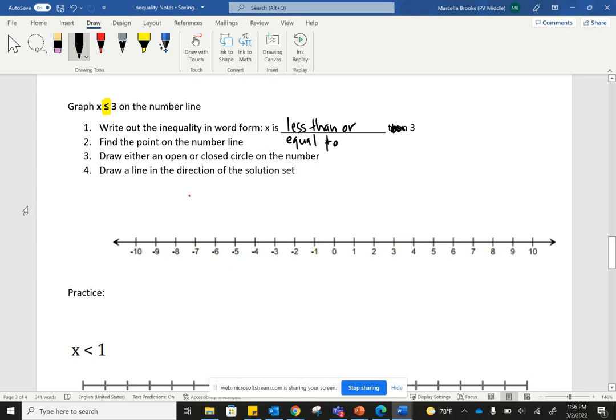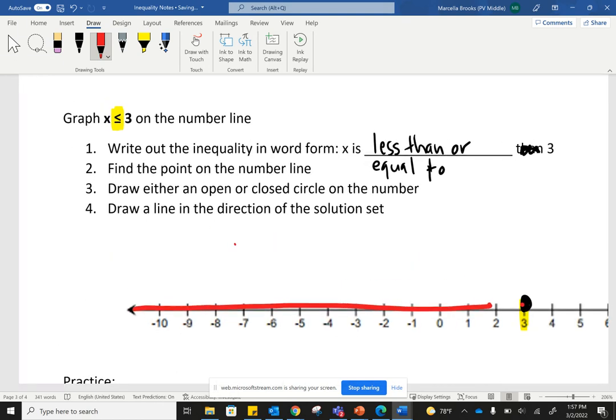So we find 3 on our number line. 3 is right here, same as it always has been. And then we're going to put a closed circle because remember we have the line there. And then we're going to shade in the direction that satisfies the inequality. So x is less than or equal to 3. So we want to go in the direction of values that are less than 3, which would be this way. 2, 1, 0, negative 1. Those are all less than 3.